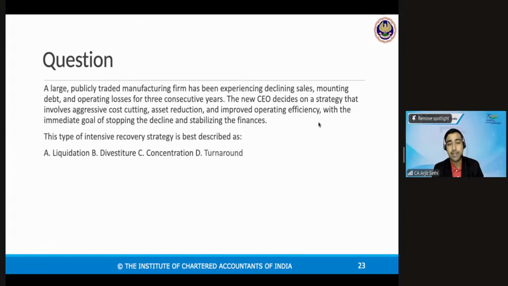Now, this type of intensive recovery strategy is best described as what? The CEO decides on a strategy that involves aggressive cost cutting, asset reduction, improved operating efficiency, and the immediate goal of stopping the decline and stabilizing finances. Is it liquidation, divestiture, concentration, or turnaround? The correct answer, my dear friends, is turnaround. It's a turnaround strategy. These are all the keywords of the turnaround strategy. Okay, let's go to the next one.